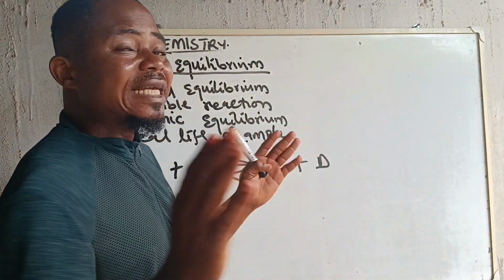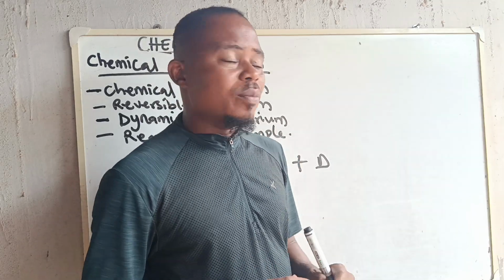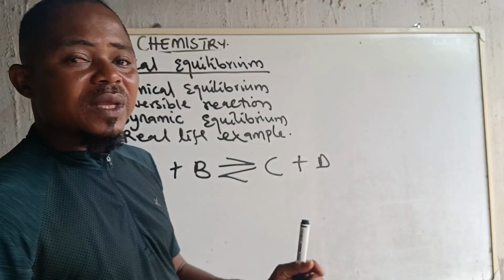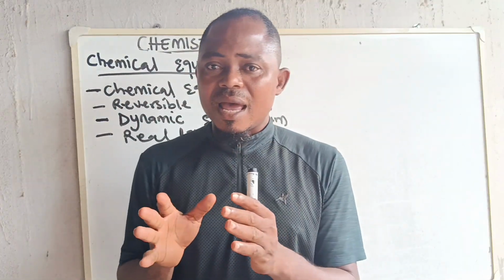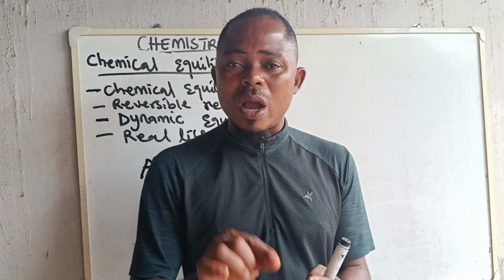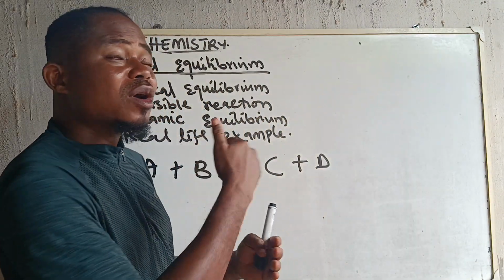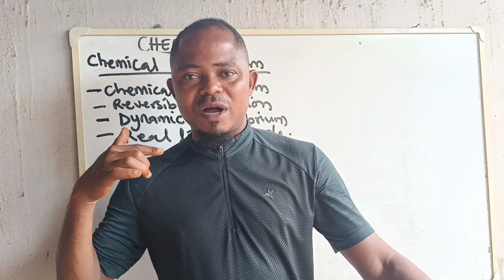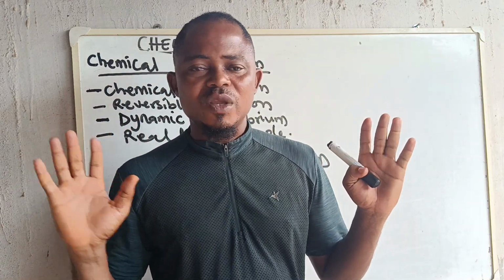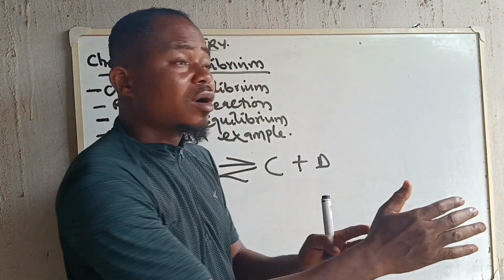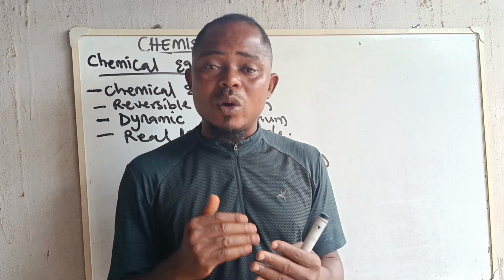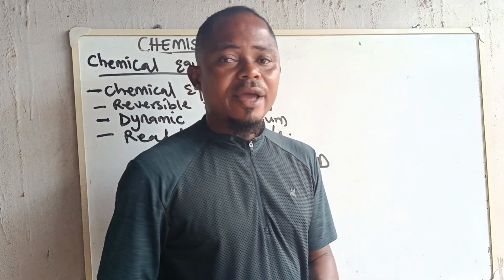All right, so what is chemical equilibrium? Chemical equilibrium simply is a situation whereby the rate of the forward reaction becomes equal to the rate of the backward reaction. That is chemical equilibrium. When the rate of the forward reaction becomes equal to the rate of the backward reaction, we have what we call a chemical equilibrium.